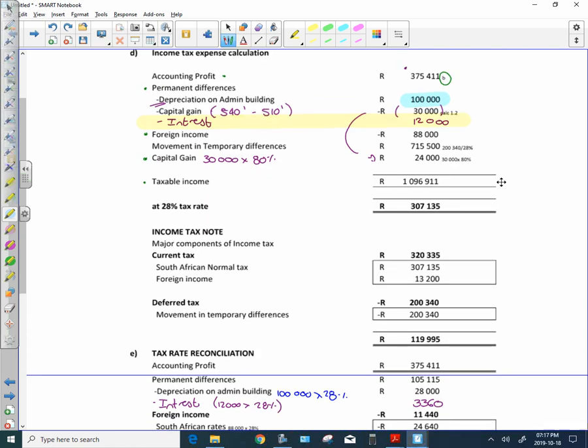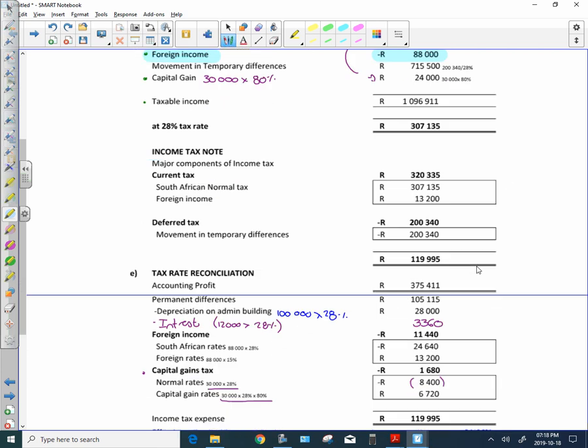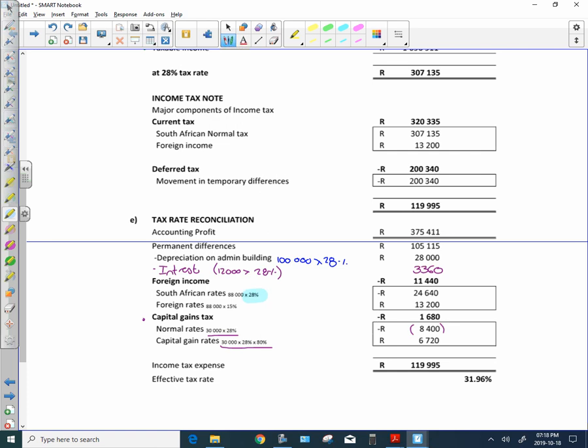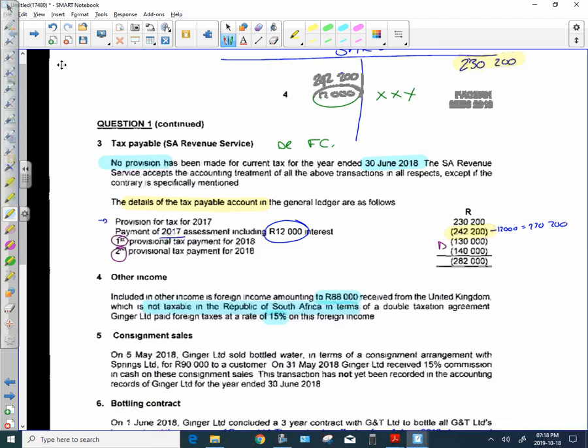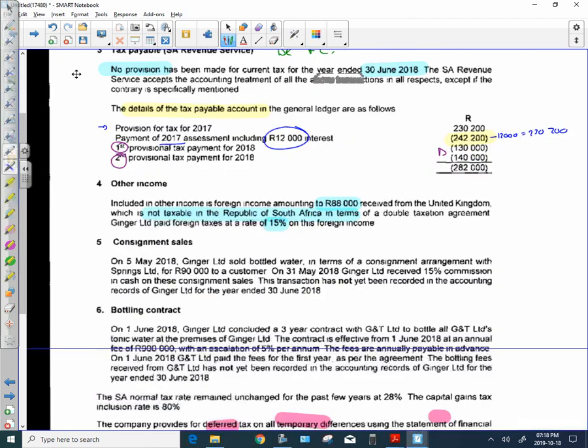So you'll see the foreign income needs to be excluded because I'm not going to be taxed on that. In my tax rate recon, I need to exclude it at normal South African rates, so minus the 24,640, and then add what I actually paid, which is 13,200. Guys happy? Cool. That deals with point number 4.